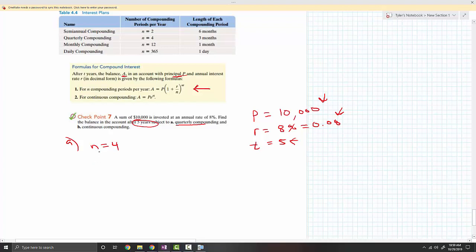So then for part A, I'd be plugging into the first equation, so I would have A equals P, so 10,000, times (1 plus 0.08 divided by 4), all raised to the n times t power, which would be 4 times 5, right? So you can plug this into your calculator, and you should get approximately $14,859.47.